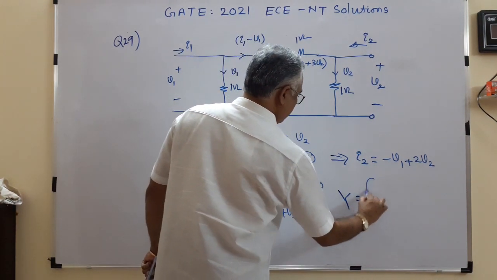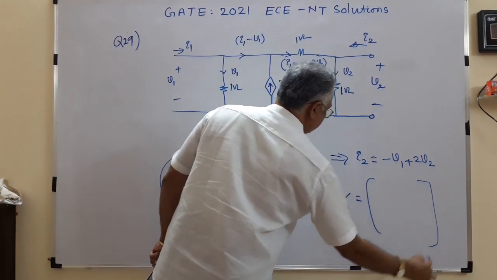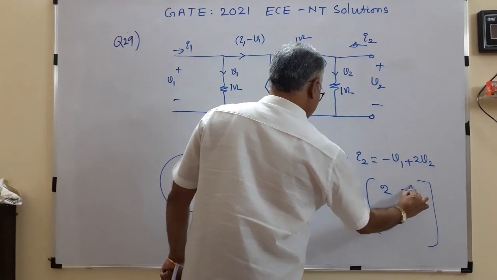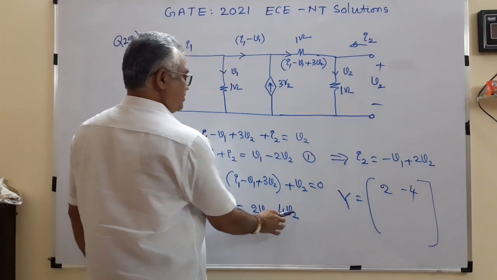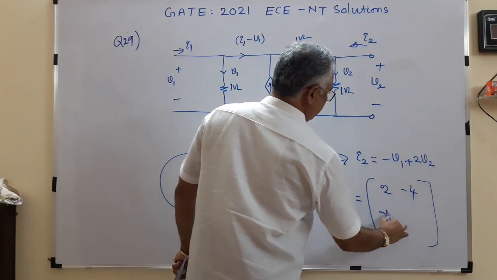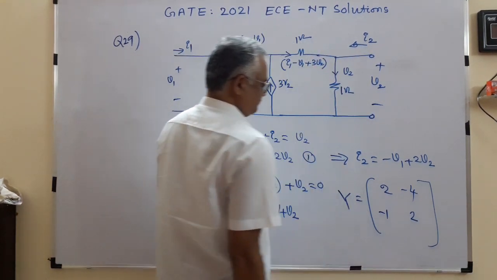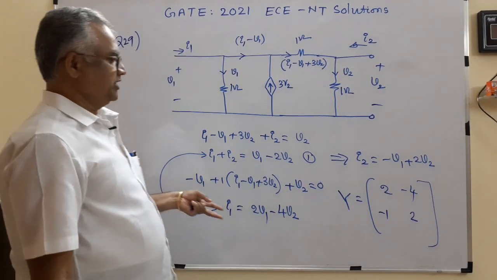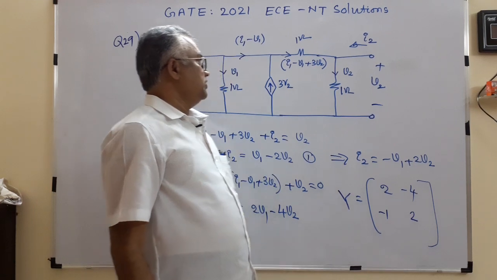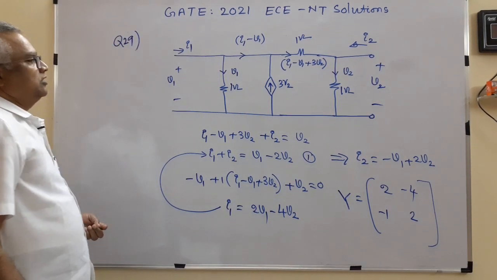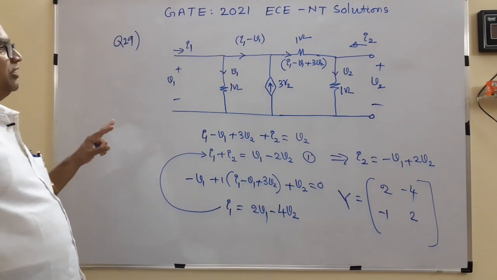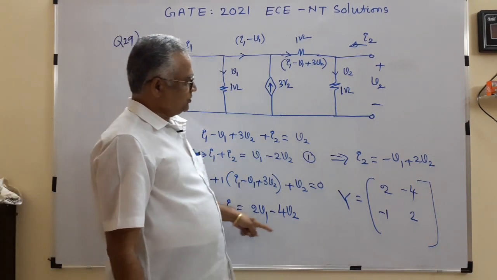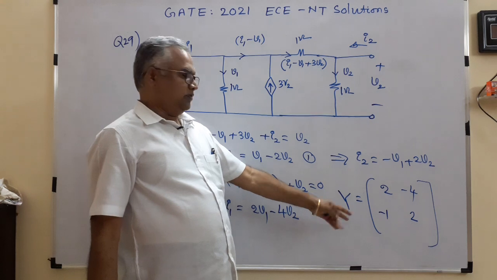So straight away you got the matrix. That is 2, minus 4, minus 1, plus 2. That is the answer. He has given ABCD options, and this one is correct. Admittance parameters straight away. So I used the shortcut method. Two equations are sufficient. Solve for admittance.